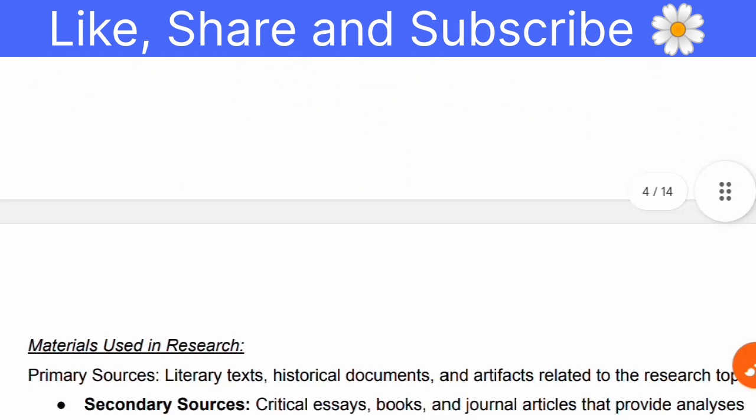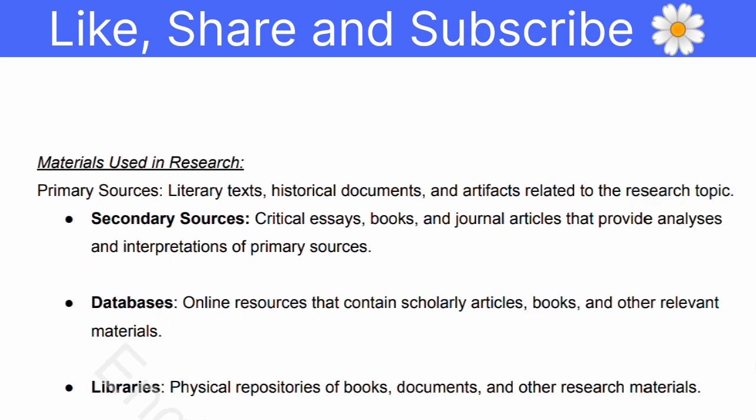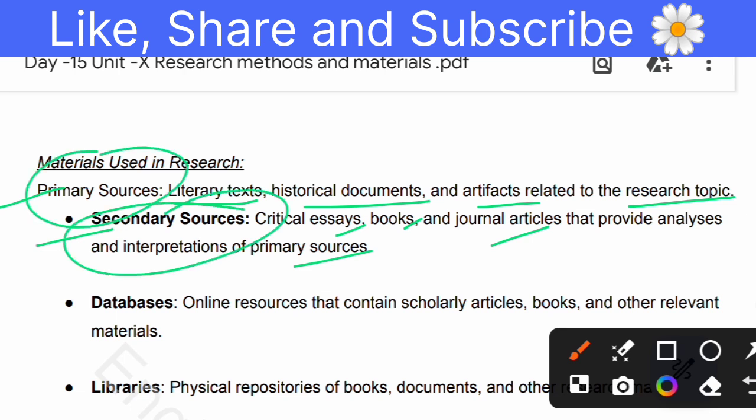Okay, materials used in research. Now which type of materials do you use while doing your research? Primary sources include literary texts, historical documents and artifacts related to the research topic. Secondary sources are critical essays, books, journal articles that provide analysis and interpretation of primary sources. You have to memorize what type of tools and materials fall in primary sources or secondary sources. Okay, this is the type of question you will face in your UGC NET exam.